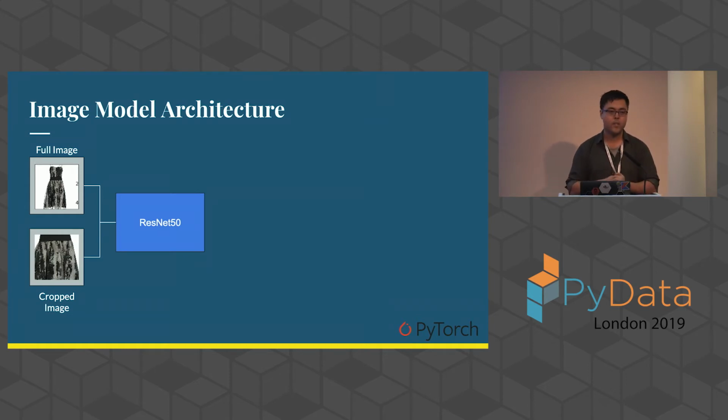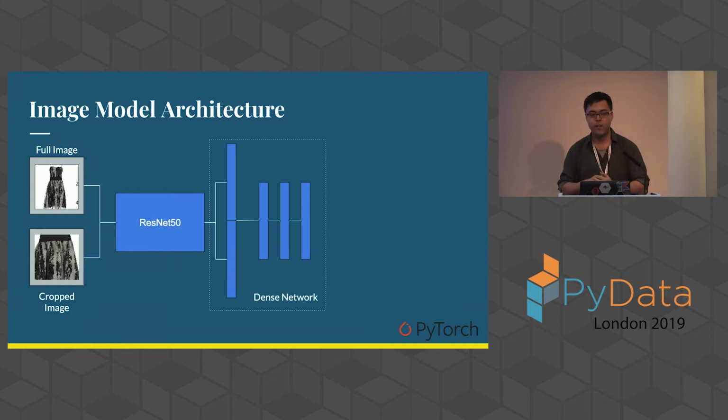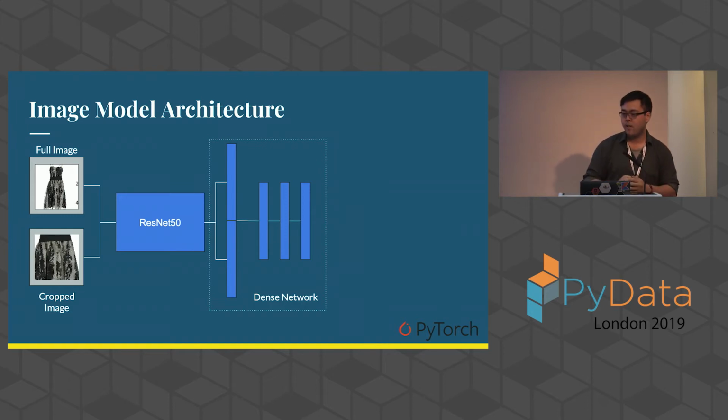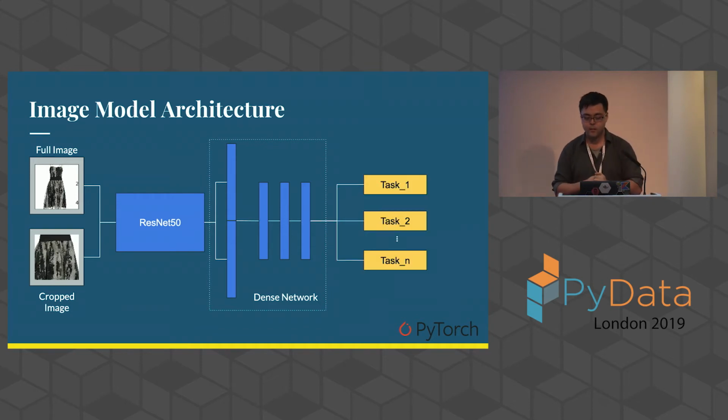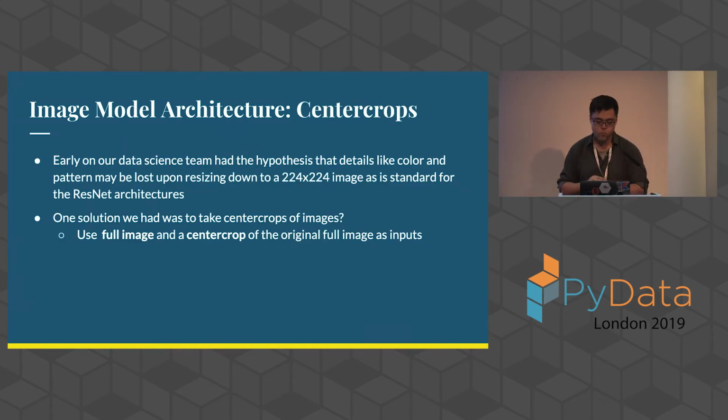What we do here is take the penultimate layer of that ResNet 50, which is a vector of 2048, and concatenate these together to make a combined vector of 4096. That combined vector is something that we feed through a dense network. That dense network is really trying to condense these features down to something more digestible for our linear task layers. And that is the general structure for our custom CNN architecture.